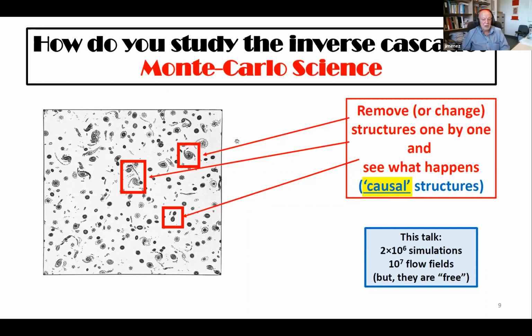If I want to know which of these are causes and which are not, well, I have my free computer, so I take this structure, take it out or change it, and see whether something happens to the flow. If something happens to the flow, this thing is a good cause. If something doesn't happen to the flow, this thing is irrelevant. I do that for all the structures that I have in there, repeat the experiment many times, and then do statistics on that. This sounds expensive, and it is expensive.